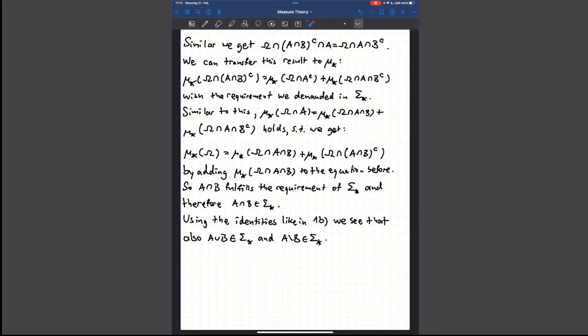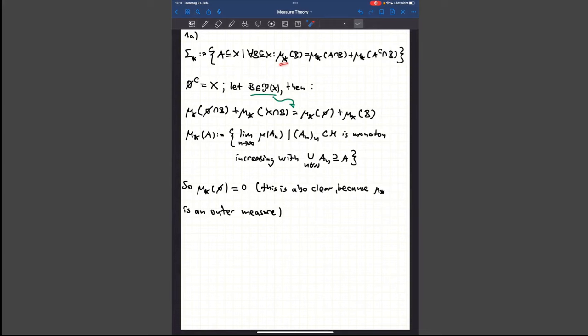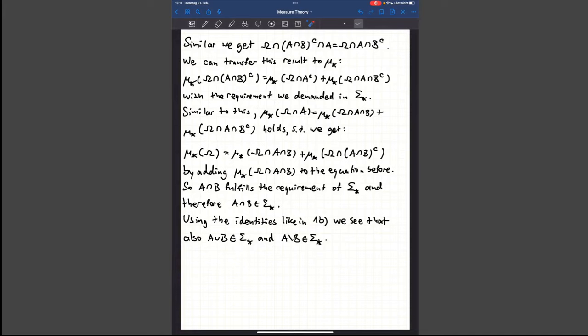And now we can transfer this to the measure. Or better to say, outer measure. This is not a measure. So we put what we proved a few seconds ago into this outer measure, and then we get this result. This is really what we proved a few seconds ago. And of course, we are dealing here with the requirement in sigma star. So this holds, and similarly, we get this. It's really almost the same argument. So we have those two identities now.